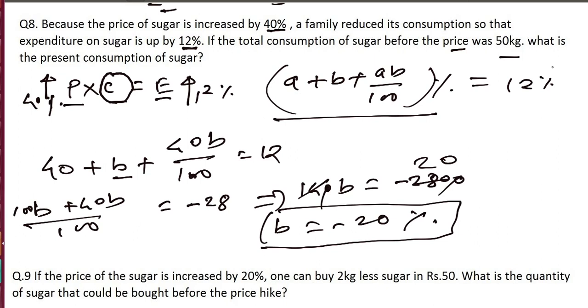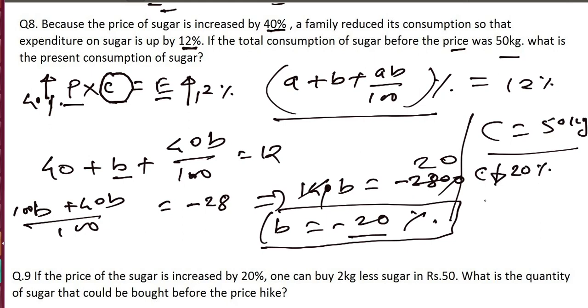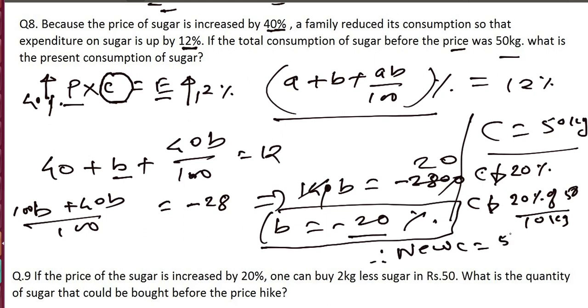Right. So now, in the question further, it is said that the total consumption of the sugar before the price hike was 50 kg. What is the present consumption of the sugar? Present consumption of the sugar is 20% less than the original. Originally, we have consumption as C equal to 50 kg. But due to price hike, our consumption is getting decreased by 20%. So 20% of 50 is 10. Consumption is getting reduced by 10 kg. Therefore, new consumption is equal to original consumption 50 minus 10, which is equal to 40 kg.